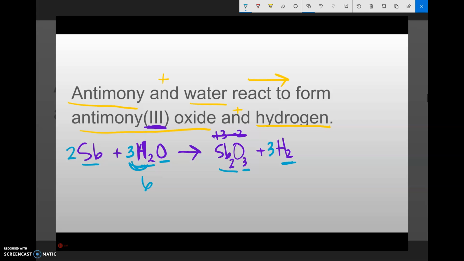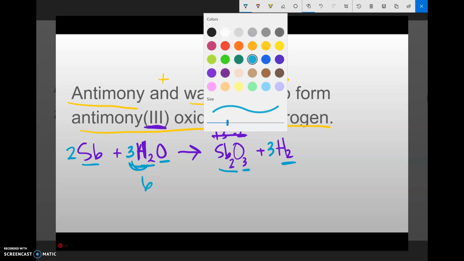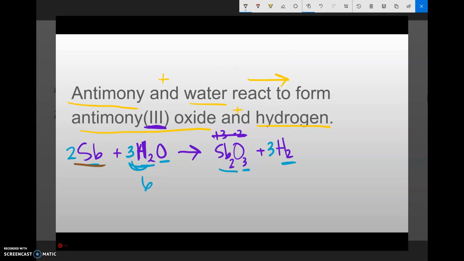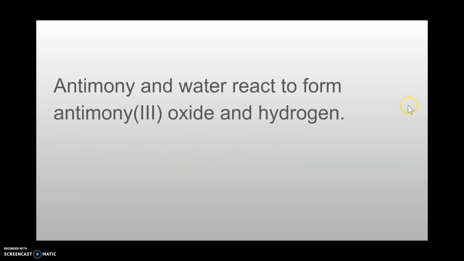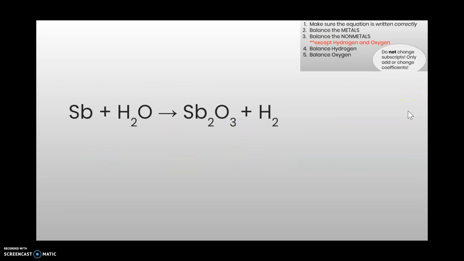Okay, now let's double check. 2 antimony, 6 hydrogens, and then we've got 3 oxygens. So now that is a balanced chemical equation. Okay, let's do another one.